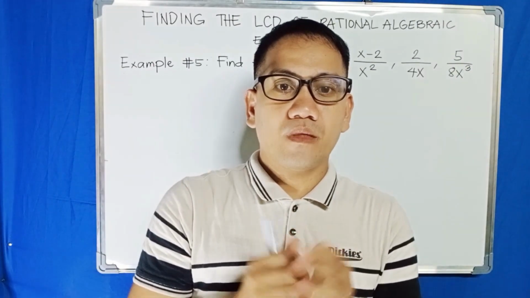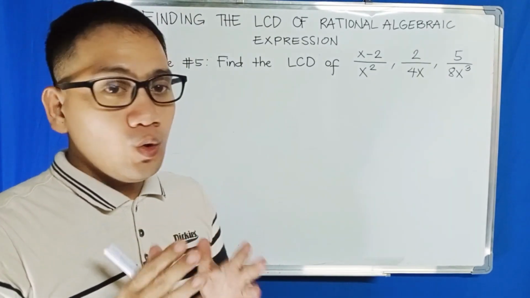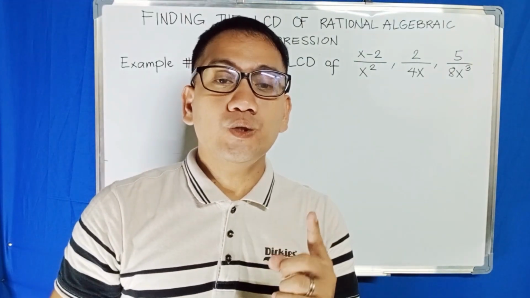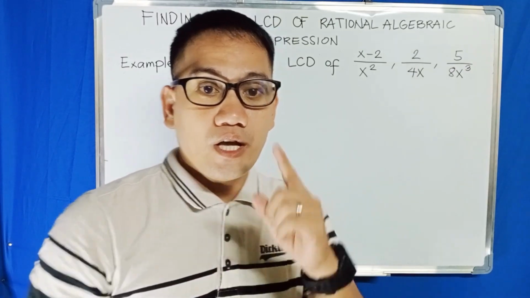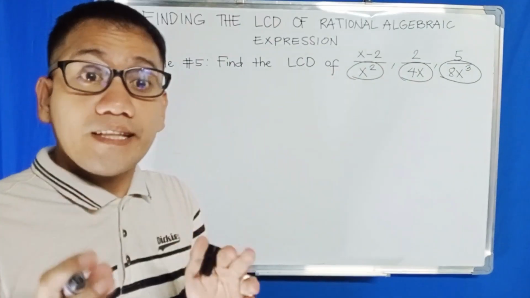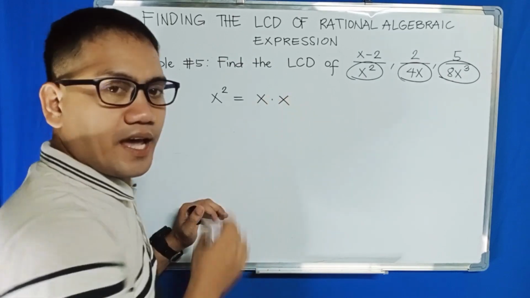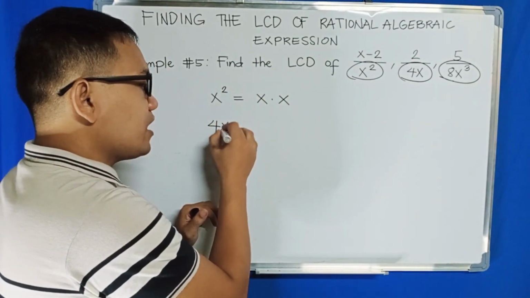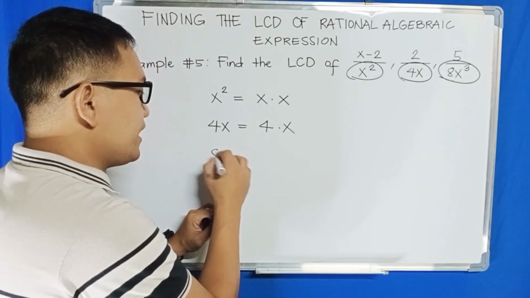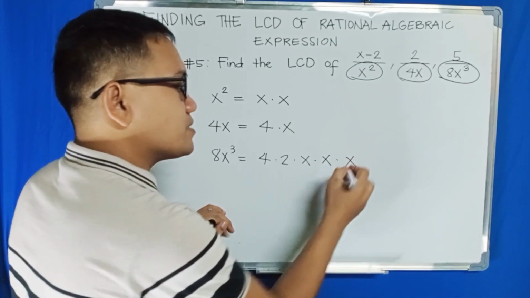Let's have our fifth example. Find the least common denominator of the following expressions: x minus 2 over x squared, 2 over 4x, and 5 over 8x cubed. So first, to find our LCD, all we need to do is factor the given denominators. Our denominators here are x squared, 4x, and 8x cubed. Our first denominator, x squared, has the factors x times x. For 4x, we have the factors 4 times x. And for 8x cubed, we have factors 4 times 2 times x times x times x.